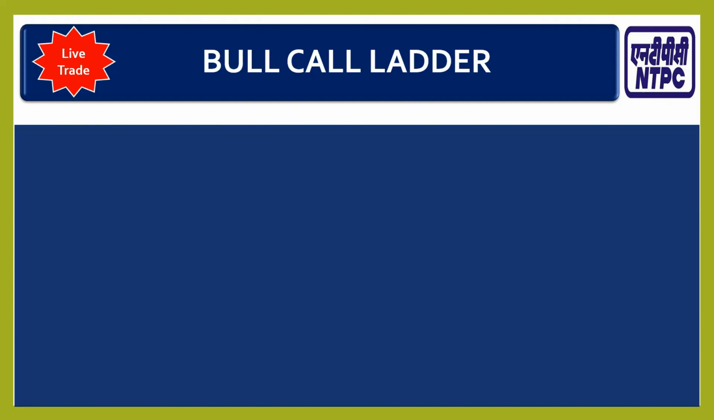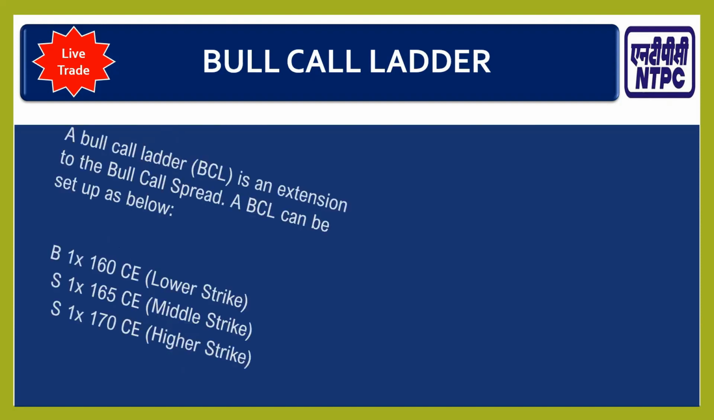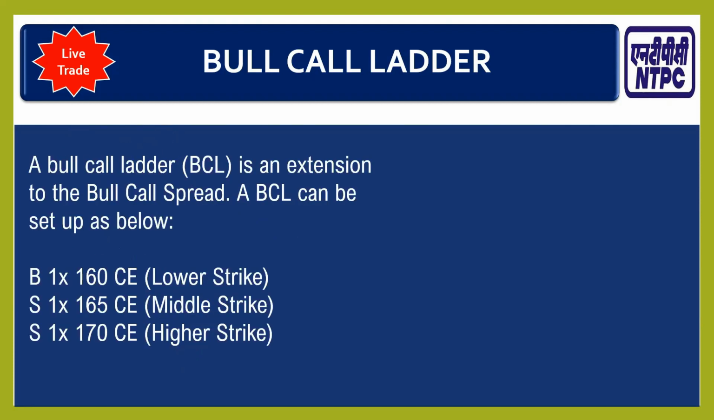I will explain what is bull call ladder. A bull call ladder is an extension, as the name suggests, to the bull call spread. A bull call ladder can be set up as below: buy one lower strike call, sell one upper strike call, and sell another higher strike call. The sequence is 160 call, 165 call and 170 call. So these are the three strikes, and with these strikes we build this bull call ladder.